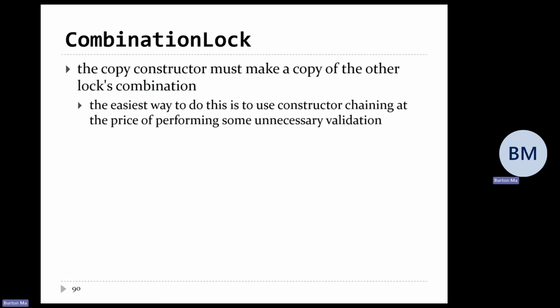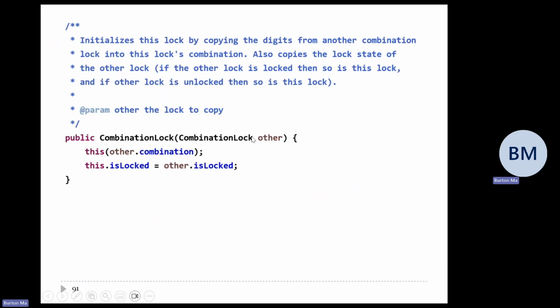Again, if this seems repetitive, it's because it is. We're making defensive copies where we need to. If you have a copy constructor, well, guess what? You have to make a copy of the other combination lock's array. So here I'm going to use constructor chaining to do this. Someone's going to pass in another combination lock, and I'm going to call the other constructor to copy that lock's array. Remember, the other lock's array is called combination. So pass the array to the other constructor. The other constructor makes a copy, validates, and so on and so forth. But again, a copy is being made in this step here.